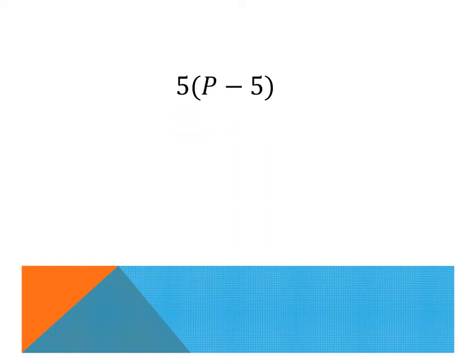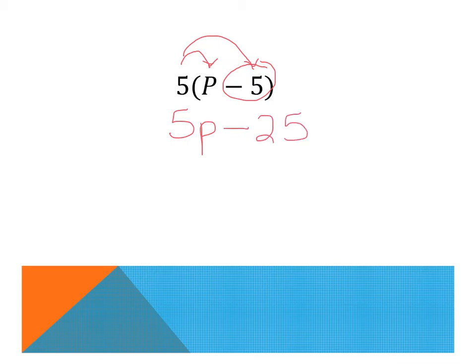The next tab that we're going to look at is 5 times p minus 5. So again, we multiply the term that's outside of the parentheses with each term inside of the parentheses. So we're saying 5 times p, which would be 5p. And then we're saying 5 times negative 5, which would be negative 25. We do not have any like terms, so again, this is in simplest form.